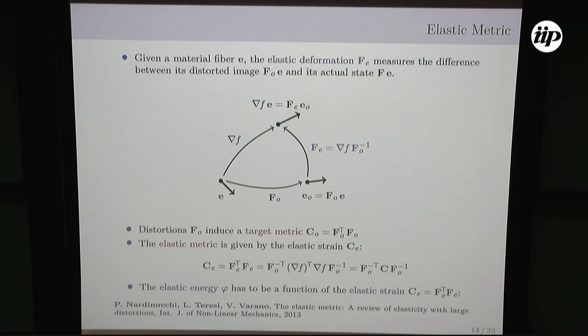And so with the distortion, you describe a target metric. So a distortion field assigns a target metric to a manifold. But you don't pay for it. You pay for the elastic metric. So you pay for Fe transpose Fe. And so there is, say, a competition between the target metric and C, the metric of the embedding. And so the elastic energy is a function of the elastic strain.